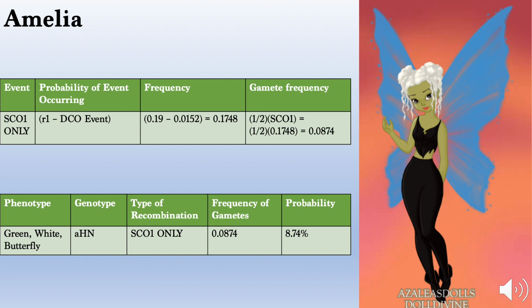Just like in the last example with Amy, this number represents a single crossover event occurring at the first loci with both possible genotypes. To get the frequency of Amelia's genotype / phenotype, you would take half the frequency, which is 0.0874, with a probability of 8.74%.